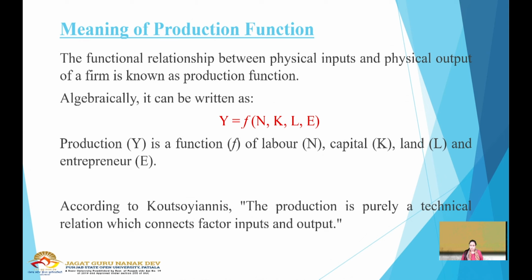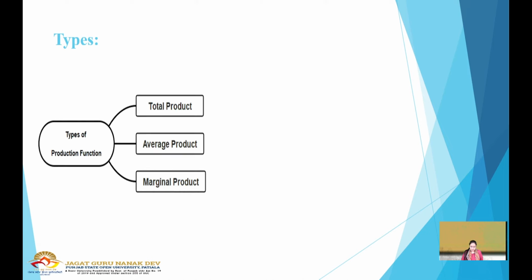According to Gödsonius, production is purely a technical relation which connects factor inputs and output. Now next is the types of production function. There are three types of production function, that is total production, average production and marginal production.